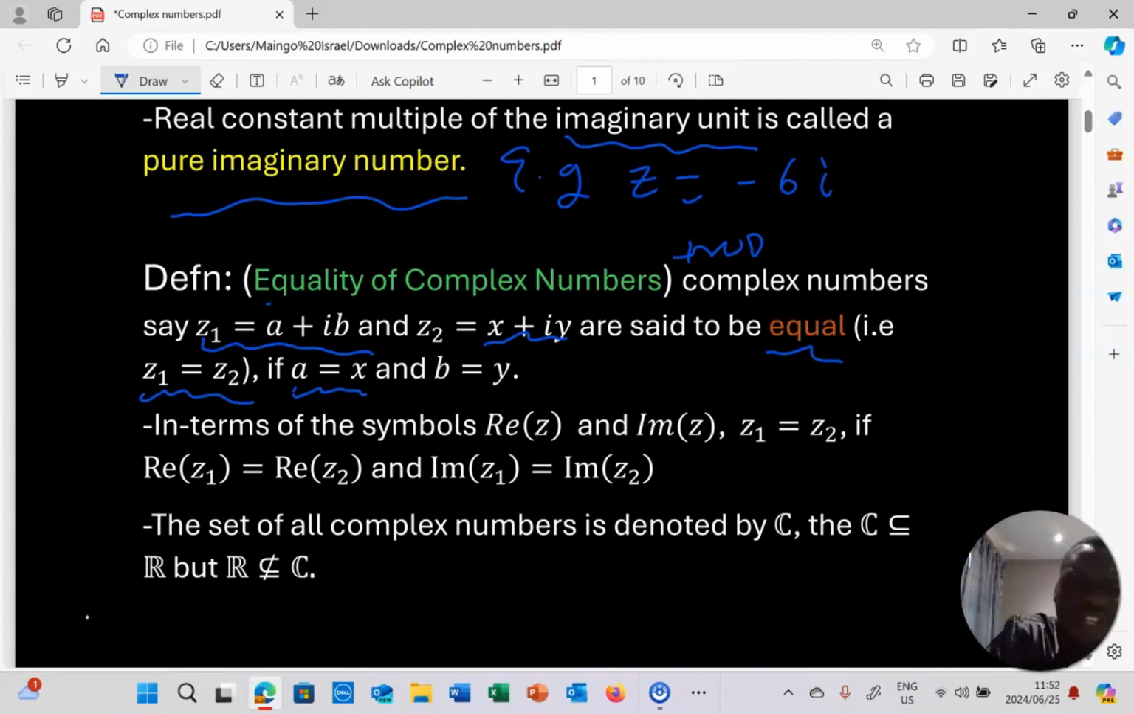In terms of symbols, we can say that z1 equals z2 if the real part of the complex number z1 is equal to the real part of the complex number z2. Similarly, the imaginary part of z1 is equal to the imaginary part of z2.